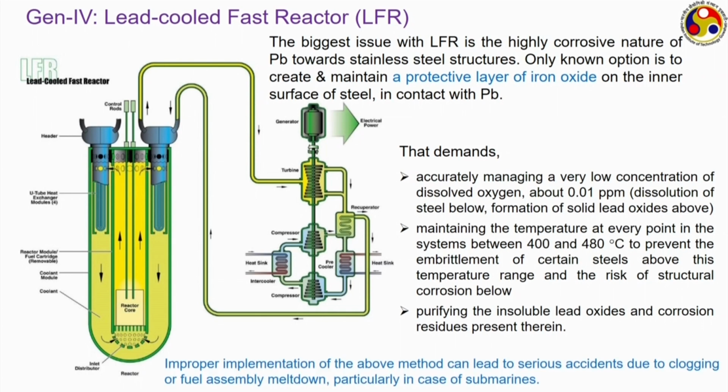If this iron oxide layer can't be properly implemented, then there can be serious accidents, like those two Russian submarines that I mentioned earlier, which were using lead bismuth eutectic as coolant. Because of the clogging or fuel assembly meltdown, the entire reactor performance may get affected.